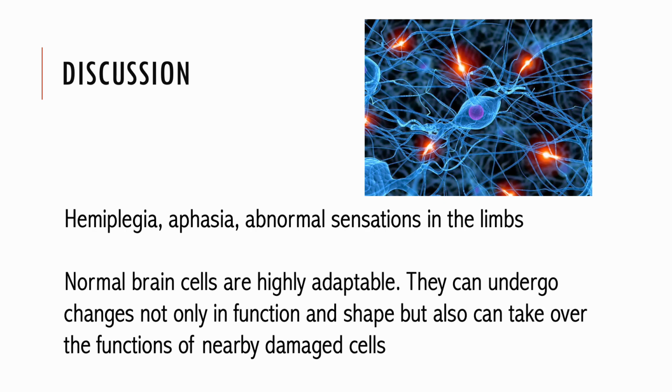New research suggests that normal brain cells are highly adaptable. They can undergo changes not only in function and shape, but also can take over the functions of nearby damaged cells. Because of these abilities, scalp acupuncture is geared towards stimulating and restoring affected brain tissue or retraining unaffected brain tissue to compensate for the lost functions of damaged brain tissue.